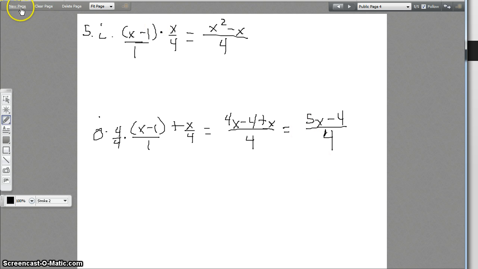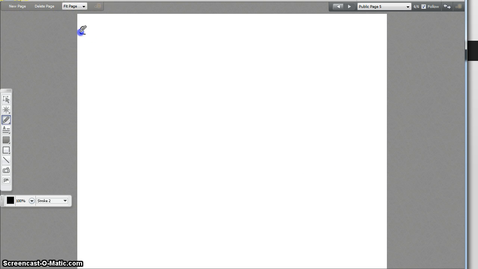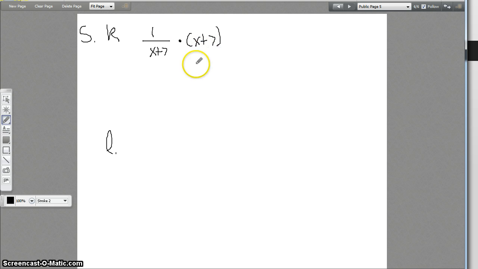We're going to do 2 more parts here for number 5. Let's look at number 5, parts K and L. Part K is 1 over x plus 7 times x plus 7. And part L is 1 over x plus 7 plus x plus 7. So we'll do the product first. Again, we look for common terms in the numerator and the denominator.